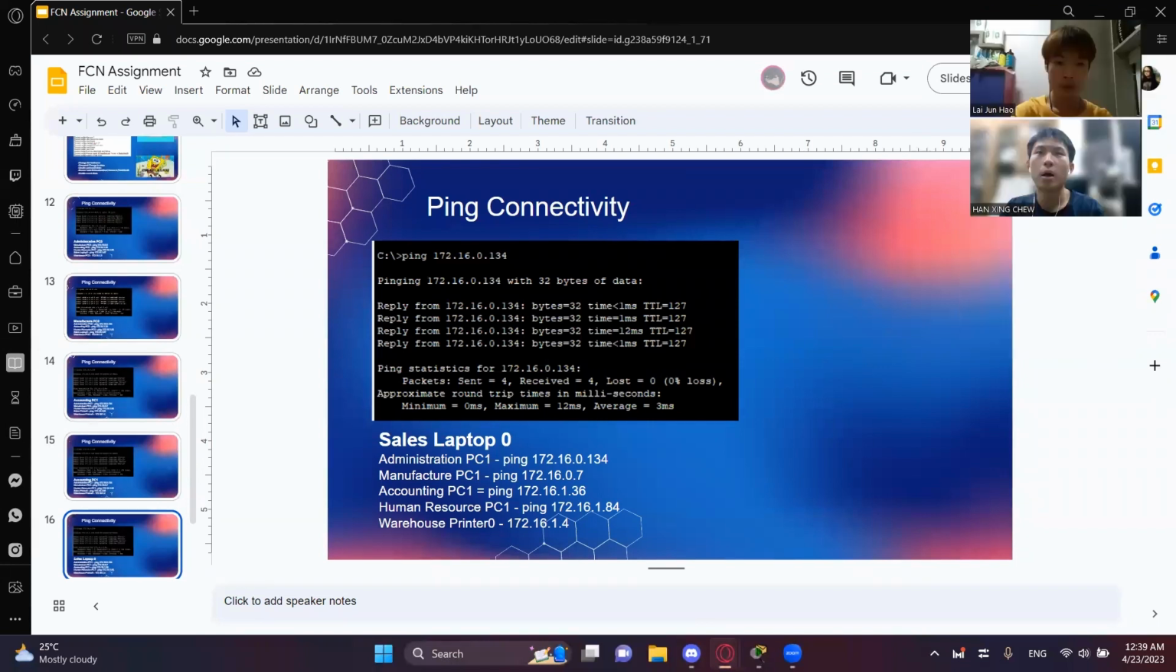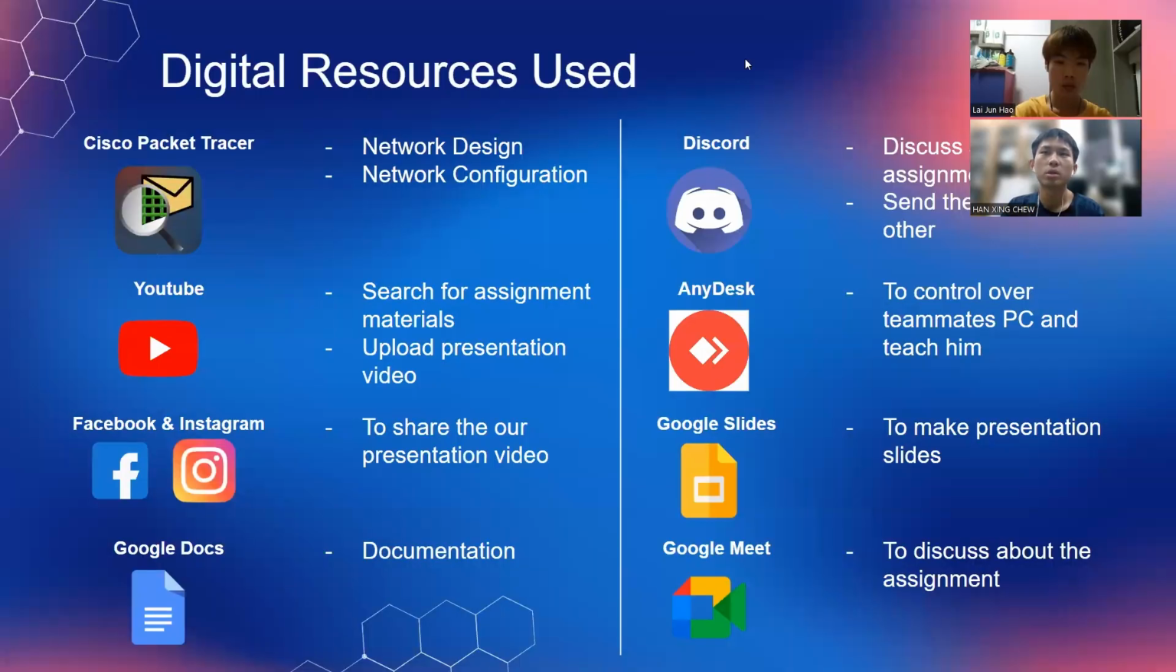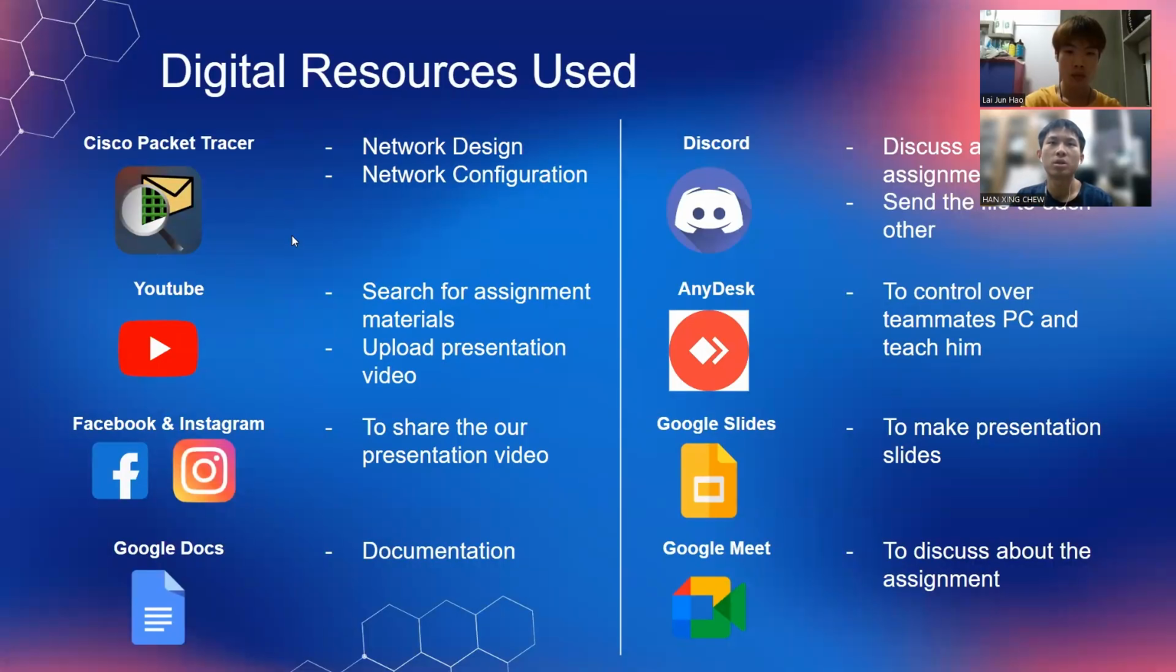And we go back to our slides, and for our next part, we are going to tell you about the digital resources that we use. We have used Cisco Packet Tracer as I displayed just now. We are using that to design our network and do our network configuration. And we're also using YouTube to search for our assignment material and upload our presentation video that we are doing now.